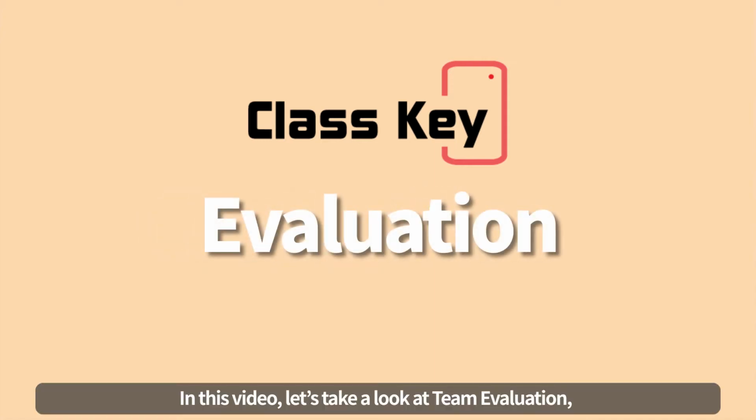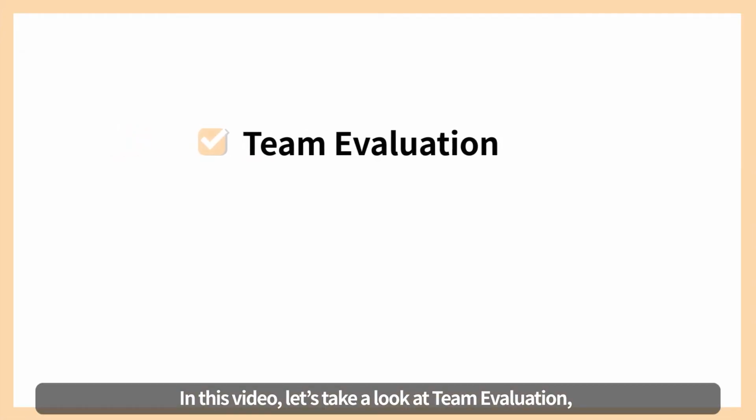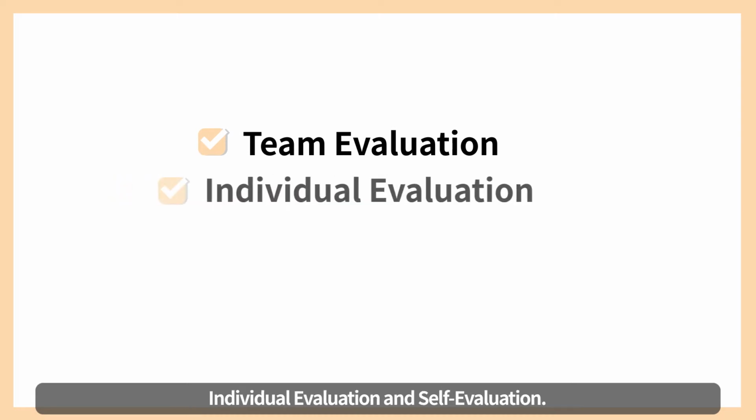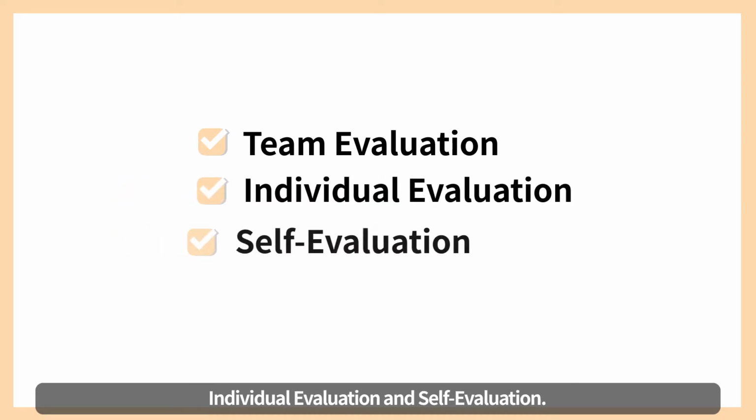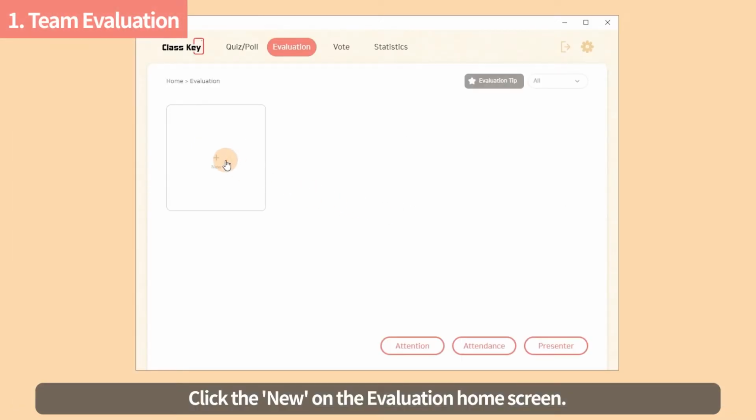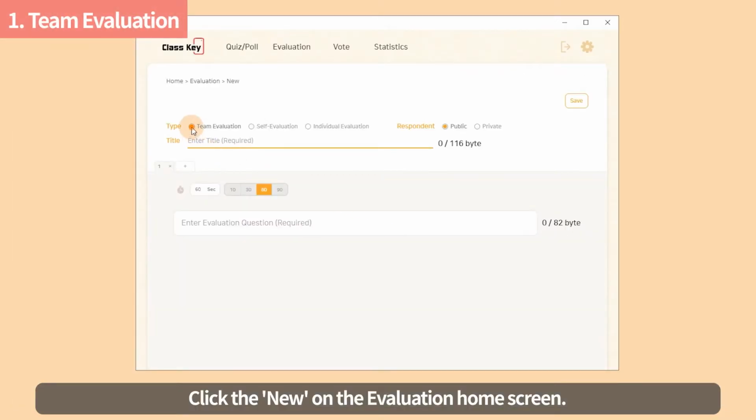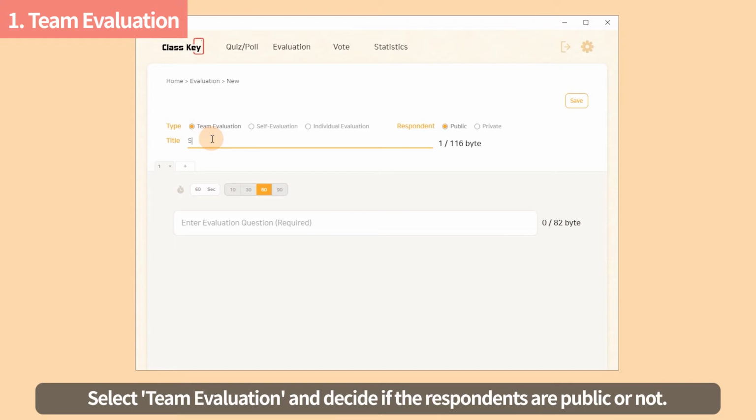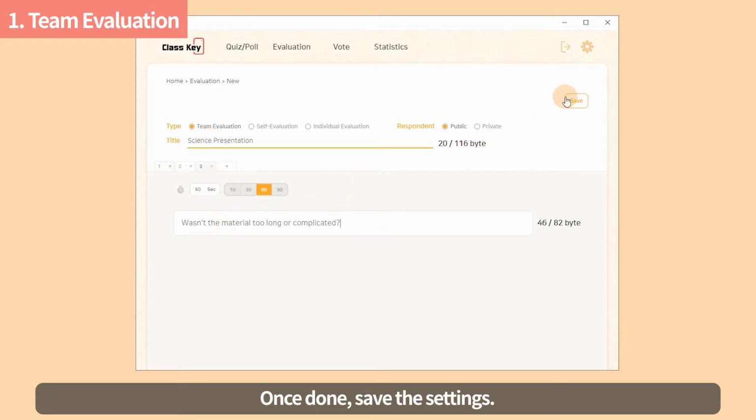Evaluation. In this video, let's take a look at team evaluation, individual evaluation, and self-evaluation. Click the New button on the evaluation home screen. Select Team Evaluation and decide if the respondents are public or not. Once done, save the settings.